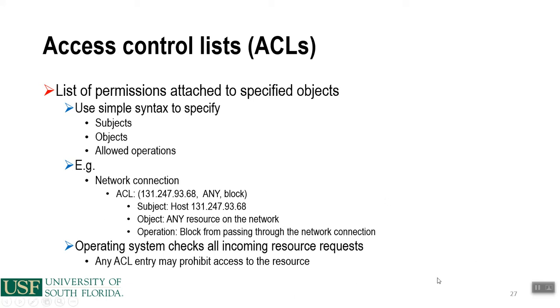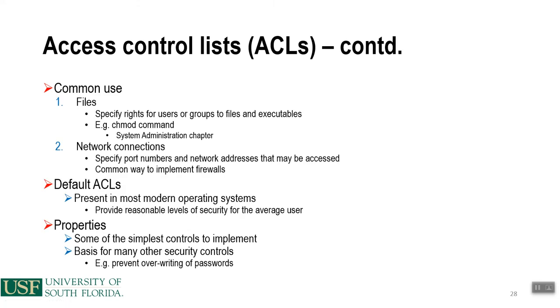So you're limiting what this person can do based on the specific types of assets that are on the network and so on. The operating system checks all incoming resource requests, so any ACL entry may prohibit access to the resource. The common use for access control lists is for files and network connections. So you can specify the rights for users or groups to certain files or executables.